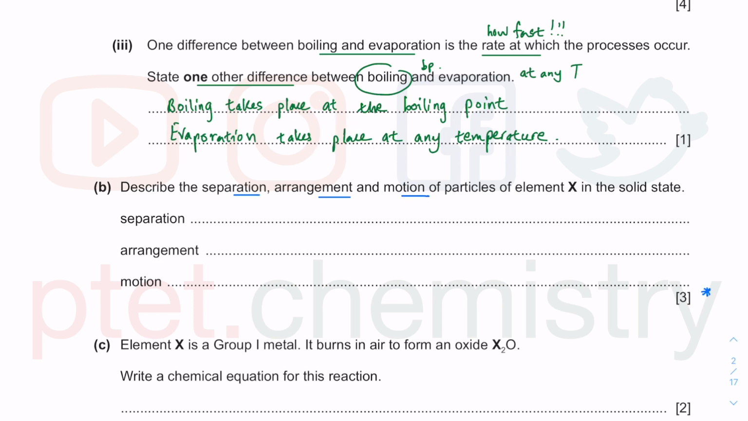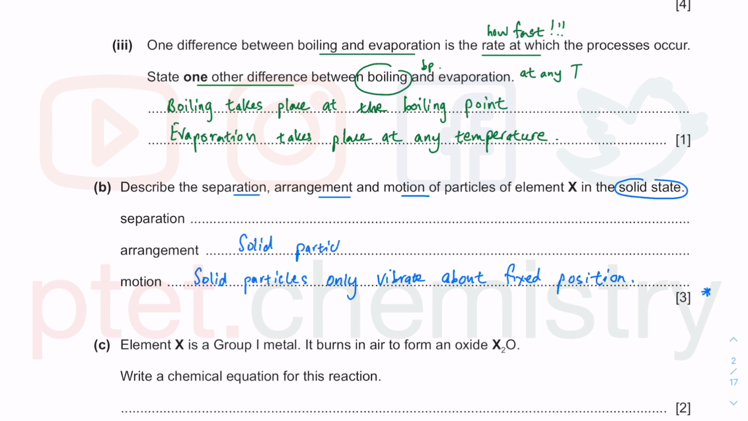So 1 mark for each in the solid state. I'll start with motion. So we know that solid particles only vibrate about fixed position. And then in terms of arrangement and separation, we know that solid particles are arranged very regularly. So regular arrangement. They're very disciplined kind of arrangement where they stack one upon each other.